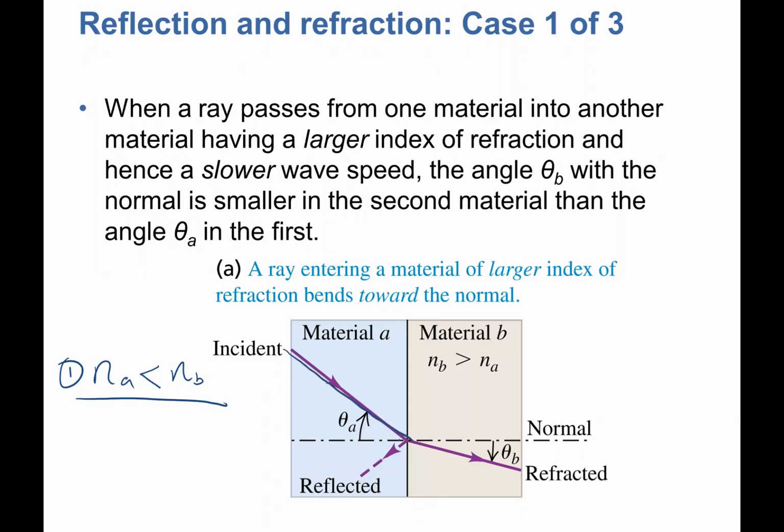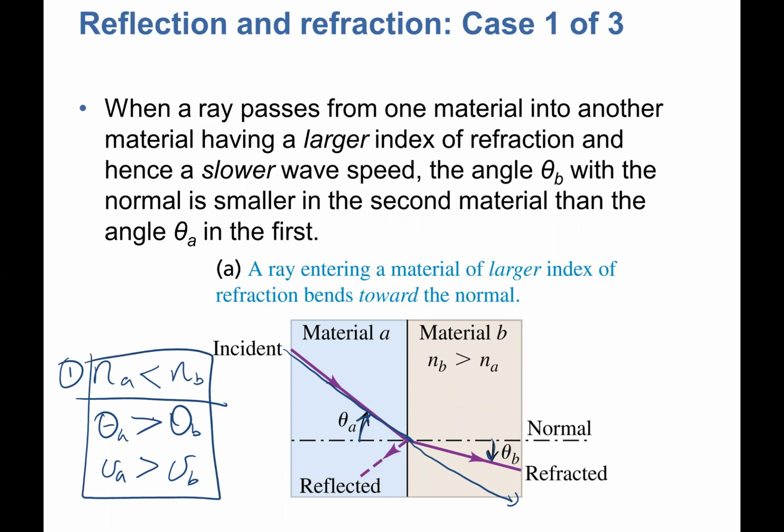As incident light hits the surface, with this being the angle of incidence, the light will always refract in such a way that the angle it makes with the normal, let's say theta B, will always be less than theta A. It means it will bend toward the normal. So this is the original path, and it deviates from the original path, bending toward the normal. Also, because the index of refraction of B is greater than that of A, the velocity in B has to be less than the velocity in A. So that's case one.